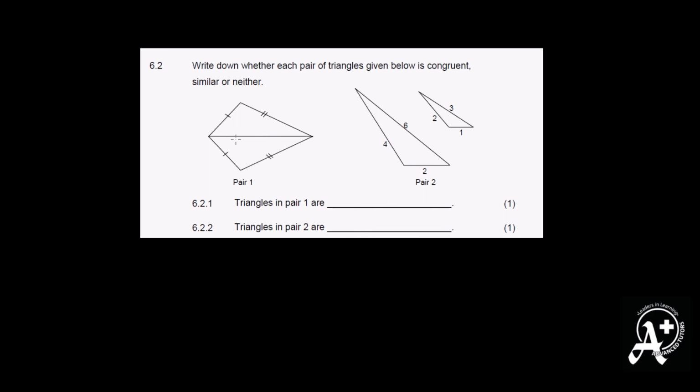So if we look at this triangle, all the sides are equal in length, meaning that the angles will also be equal. So since the sides and the angles are equal, we know that these pairs are congruent.